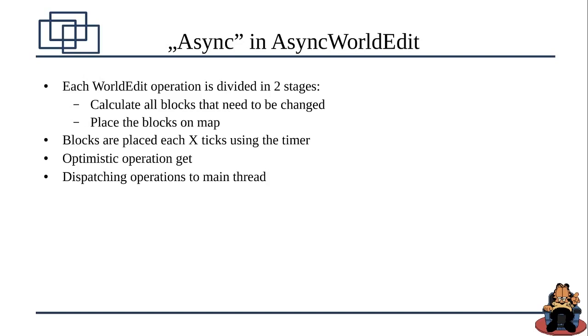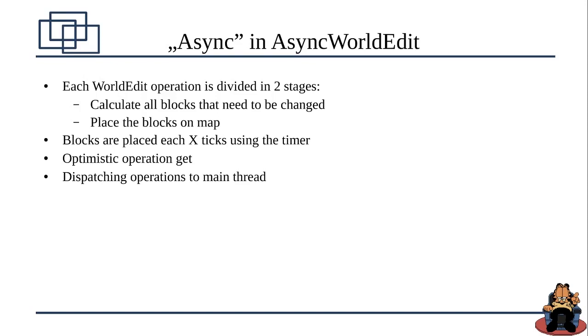calculates all the blocks that need to be changed on the world. So, for example, if you had a replace of 1 million blocks, it would go over all the million blocks and check if it should replace them. This, of course, requires accessing the world map.